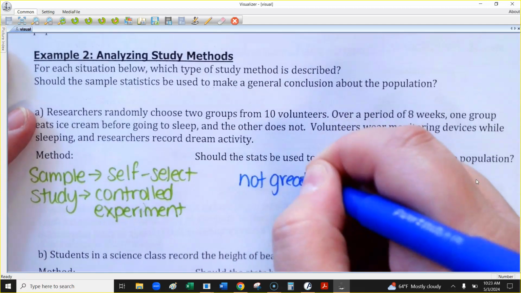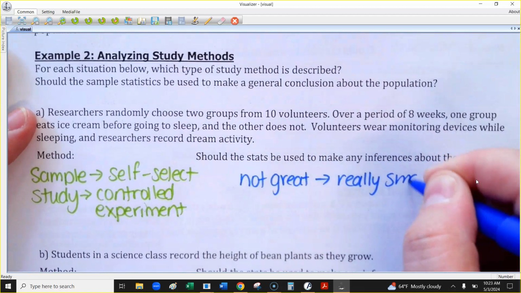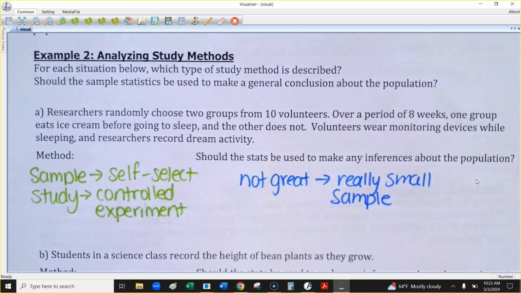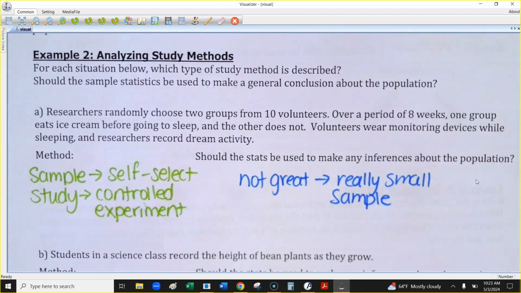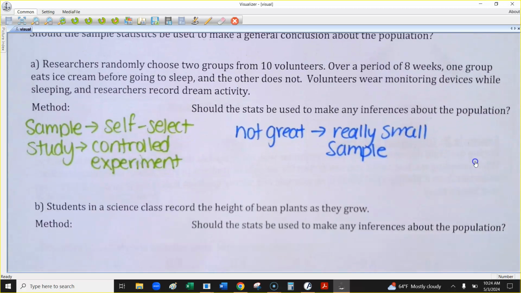This is a really small sample of people. So in that scenario, I wouldn't make any kind of general conclusions about the population and how ice cream affects their dream activity if you're only looking at 10 people, 5 of them eating ice cream and 5 of them not. I think this is a really small sample, but you can argue as long as you give a reason, then we're good.